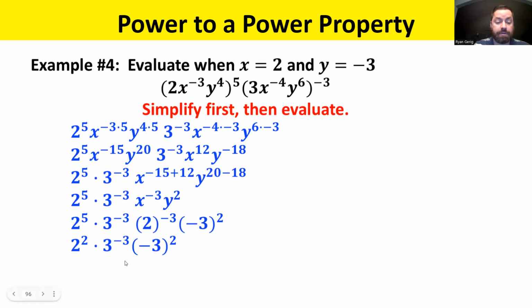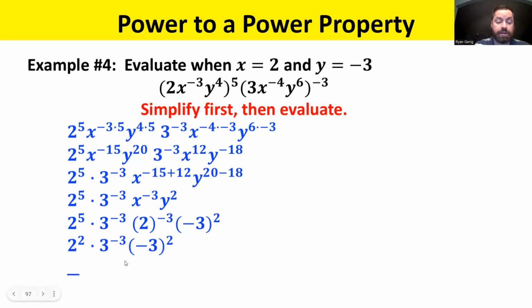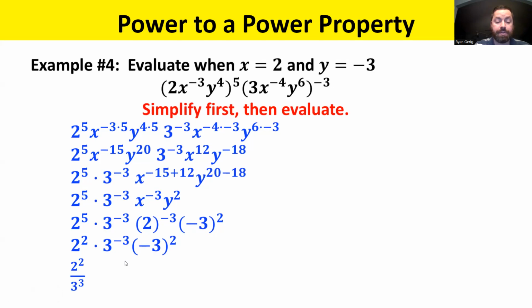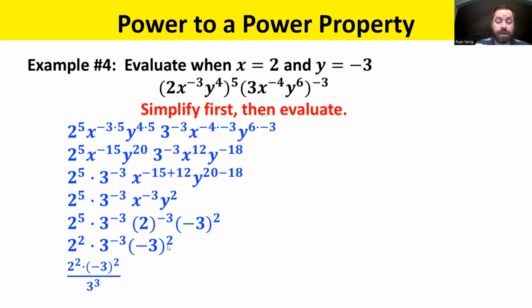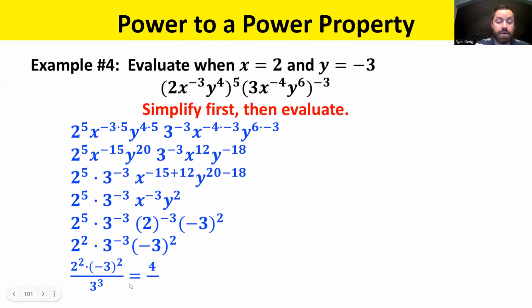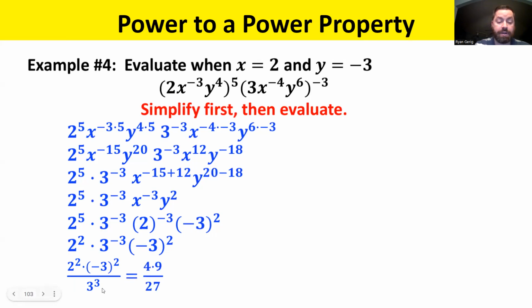Now I'm going to move things around. So 2 squared stays on top. 3 to the negative 3rd goes to the bottom and becomes 3 to the 3rd. Negative 3 squared stays on top because that exponent is positive. Now I'm just going to simplify. 2 squared is 4. Negative 3 squared is positive 9. 3 to the 3rd is 27. So that's 36 over 27, which reduces. I can take 9 out of both of those to get 4 over 3.